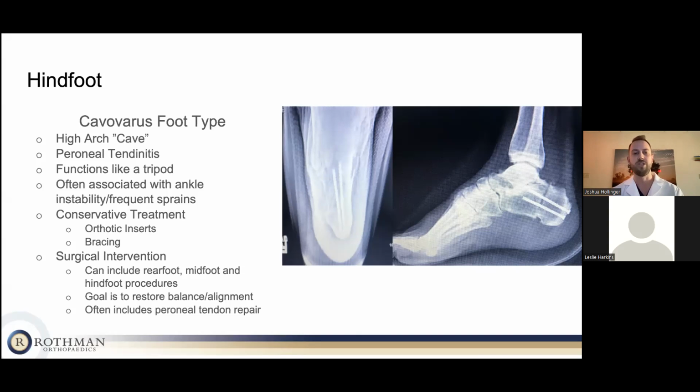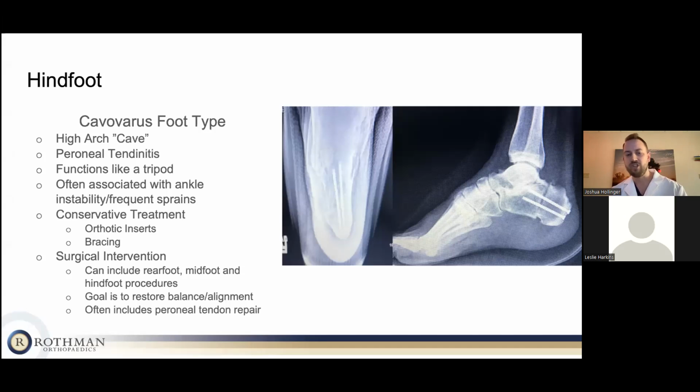And so I always talk to patients about how a high arch foot type often functions like a tripod with pressure under the heel and then behind the first and fifth toes. It often leads to some instability in the ankle, just the same way it's easier to roll your ankle in high heels. Sometimes higher arch patients will develop instability or frequent spraining of the ankle as well. Conservatively, we treat this with orthotic inserts or bracing. So we try to support that high arch and reduce the pressure to the areas that are taking more.